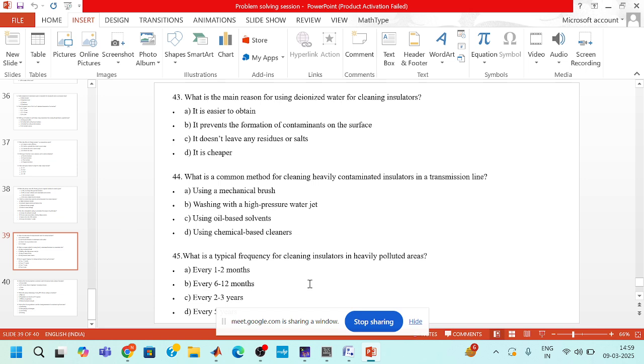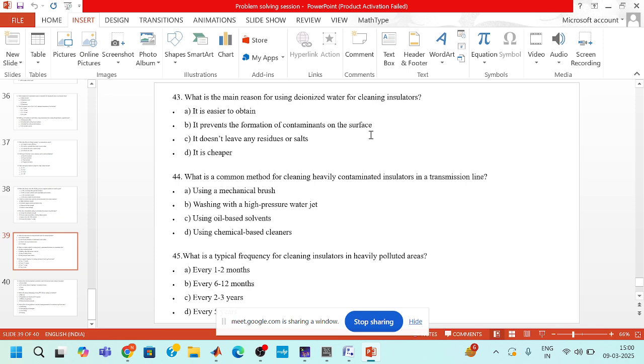Now, two more questions. What is the main reason for using deionized water for cleaning insulators? It prevents formation of contaminants on the surface. B, madam. It prevents formation of contaminants on the surface. Yes, madam. Option B is correct.